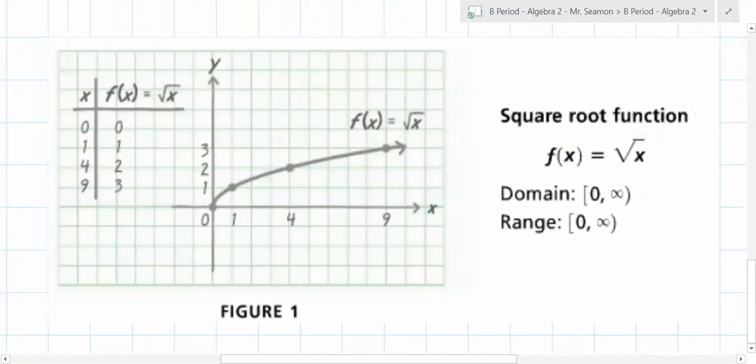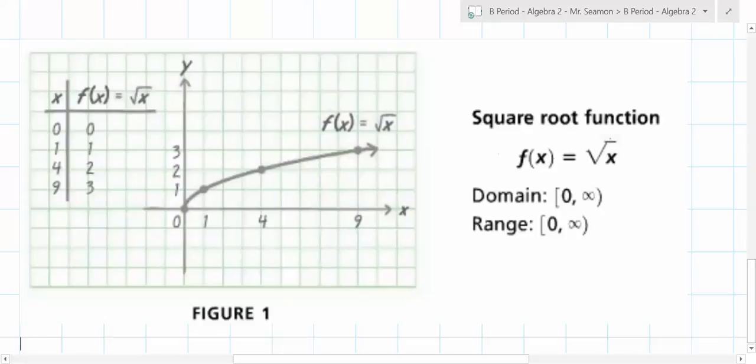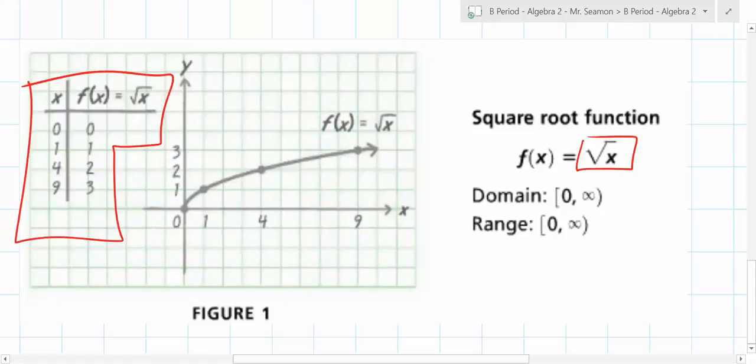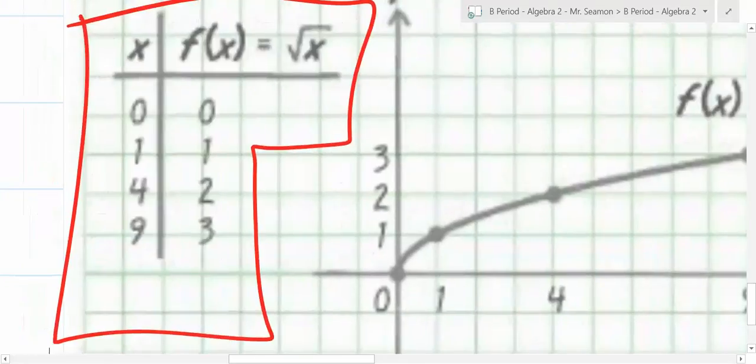These functions. So how would you go about graphing the square root of x? Do you understand what square root means? You can always make a table. This right here, you can always make a table. Do you see the numbers on the left here? Why were these numbers chosen for the x values?